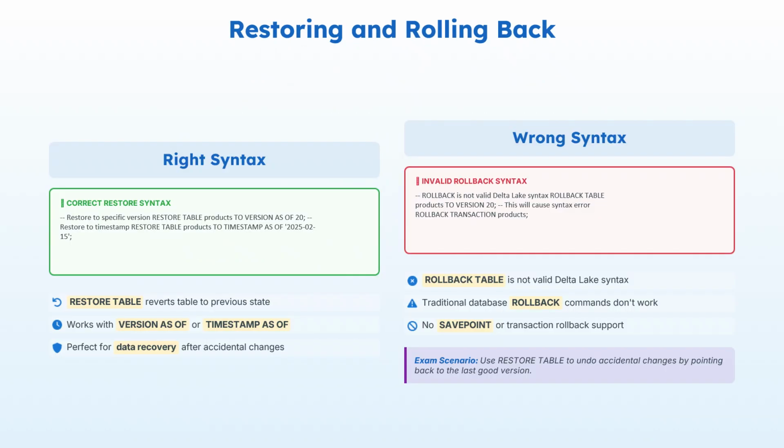To revert a table to a previous state, use restore table with a version number or timestamp. Rollback is not valid Delta Lake syntax. If you make a mistake, restore table is the command to undo changes.